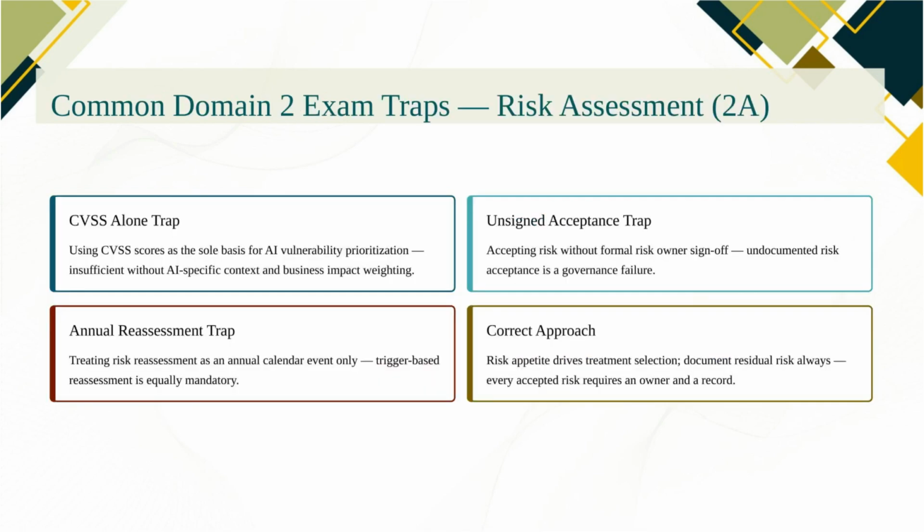Scenario: a new AI model is being deployed that will process customer personal data to make credit decisions. What risk process should be completed before deployment? The answer is a risk assessment, and specifically because personal data is involved in a high-risk decision context, a DPIA is also mandatory. These are not optional. You don't deploy controls first and assess later. The risk assessment tells you which controls are needed. The DPIA tells you whether the privacy risks are acceptable and what additional safeguards are required.